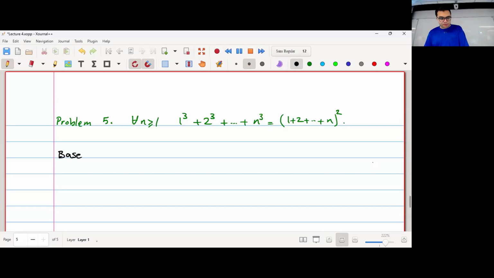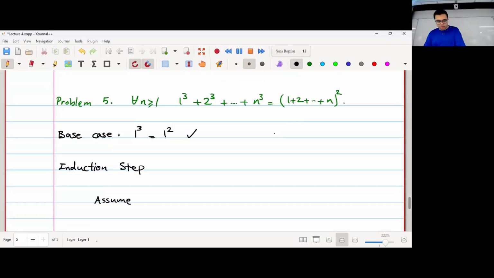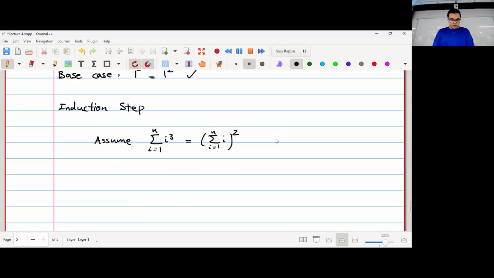So I have my base case, and my base case is very easy. 1 cube is equal to 1 squared, yes. Now I want to do my induction step. So what is my induction step? I can assume that this holds for n, and then I want to prove that it holds for n plus 1. So I can assume that the sum of i cube, i from 1 to n, is the sum of i from 1 to n, squared. And what I want to prove is the same thing, just that the sums go all the way to n plus 1: the sum of i cube for i from 1 to n plus 1 is equal to the sum of i from 1 to n plus 1 of i, all of it squared.